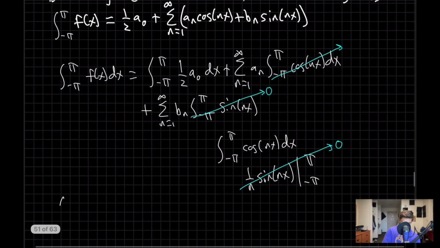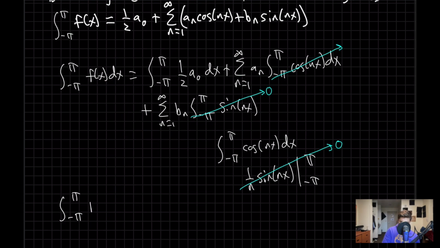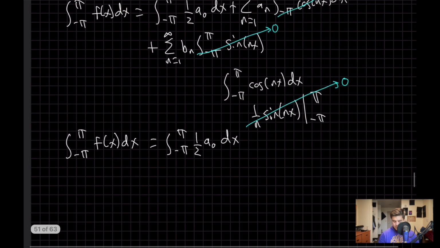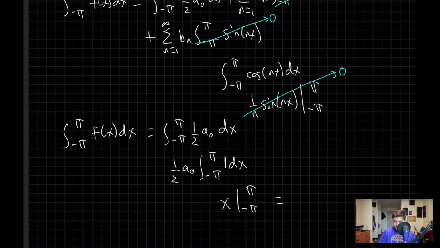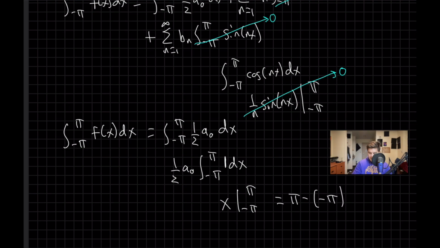So what we're left with is the integral from negative pi to pi of f of x dx equal to the integral from negative pi to pi of 1/2 a naught dx. To solve this equation, we take out the constants: 1/2 a naught times the integral from negative pi to pi of dx. This is like saying we have a 1 in here. The antiderivative of 1 is x, evaluating from negative pi to pi gives pi minus negative pi, which equals 2 pi.